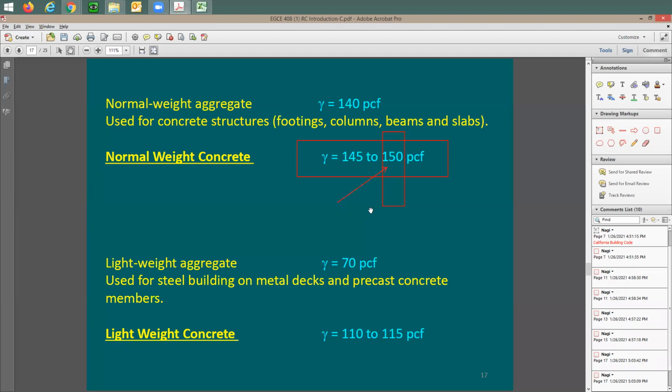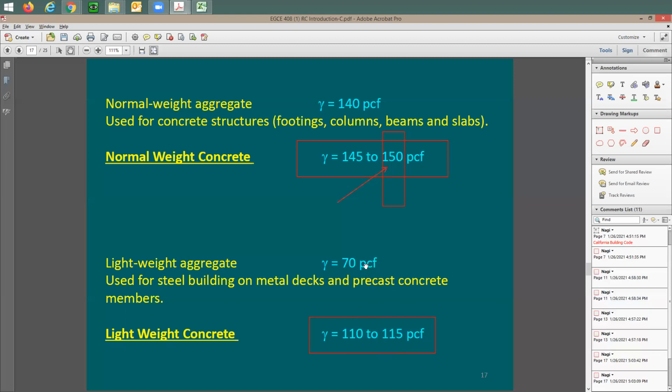If you plan to use lightweight concrete, this is going to be the unit weight of the entire concrete. It's going to be somewhere between 110 to 115 PCF. You see the difference? It's maybe about 25% to 30% difference. So it's going to be lighter. So what's happening here? In this case, we use normal weight aggregate, and the unit weight of the aggregate itself is going to be 140 PCF. If you are able to change the aggregate to lightweight aggregate, the unit weight of the aggregate itself is going to be 70 PCF, and therefore you're going to see here a drop from 150 to 115 or 110.